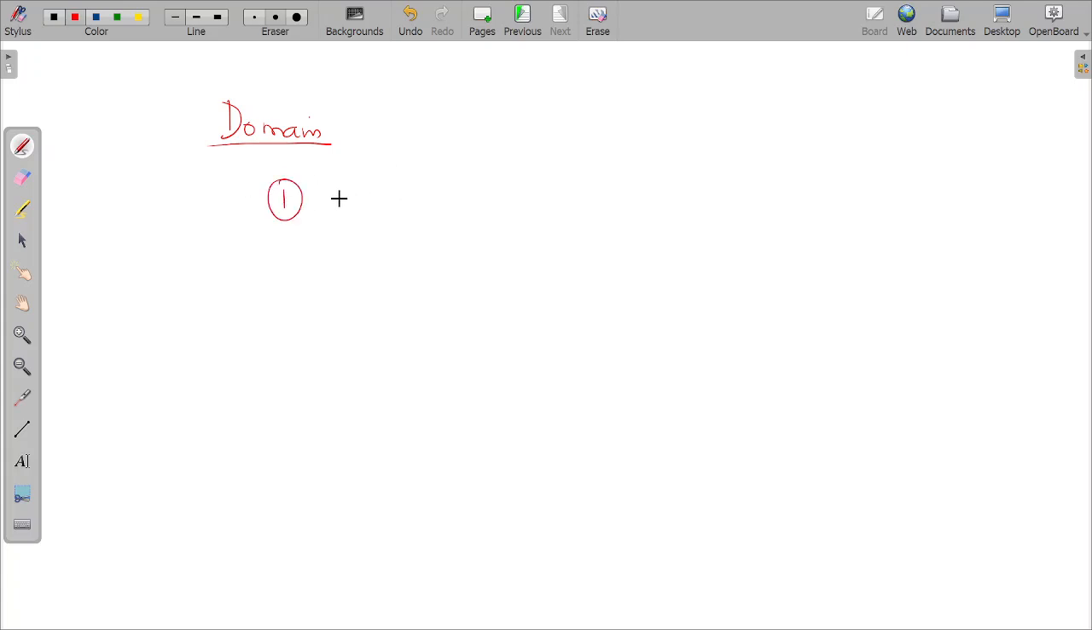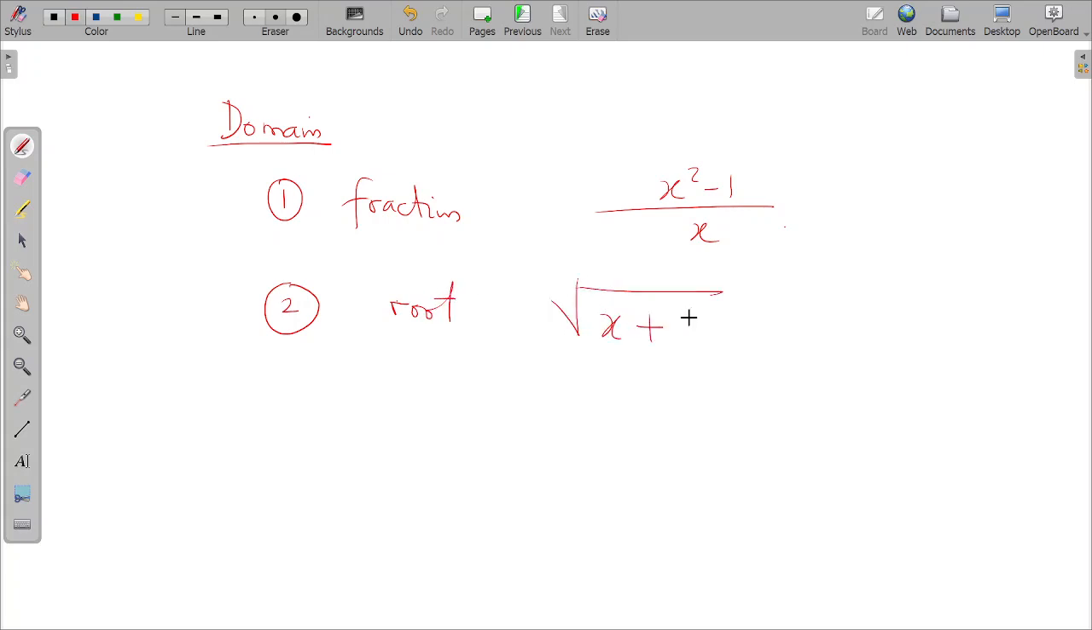Number one, when we have a fraction, that means when we have a rational function, a function over another one. And number two, you must watch out for when we have a root, something like this. You must watch out for those two.